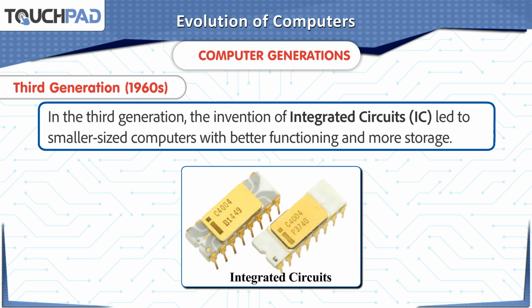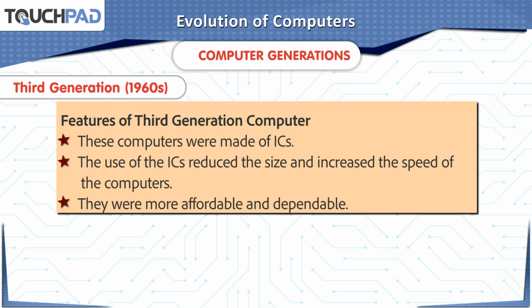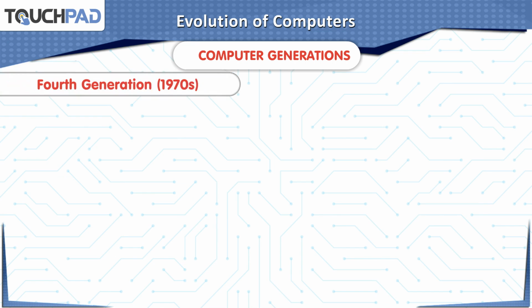In the third generation, the invention of integrated circuits, IC, led to smaller-sized computers with better functioning and more storage. Features of third-generation computer: these computers were made of ICs. The use of the ICs reduced the size and increased the speed of the computers. They were more affordable and dependable.